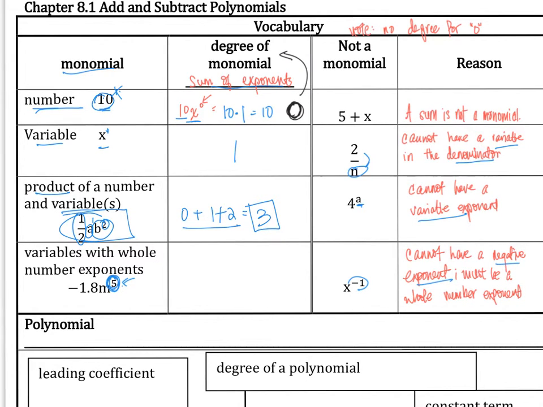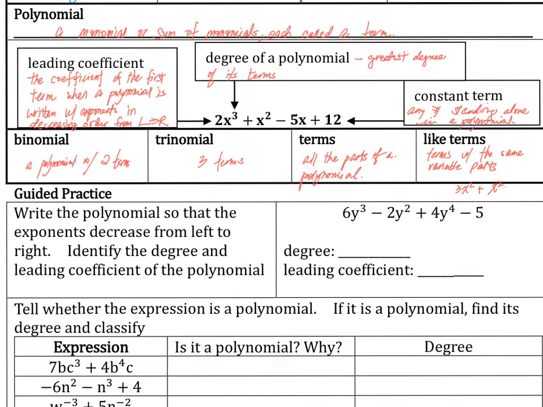And if you have variables with whole number exponents, then of course the degree of -1.8 is still 0, and the degree of m to the 5th power is 5. We add it together to get a total degree of 5. Okay, let's look at the word polynomial. By definition, a polynomial is a monomial or the sum of monomials, each called a term. So each of these are called terms, which is all the parts of a polynomial.